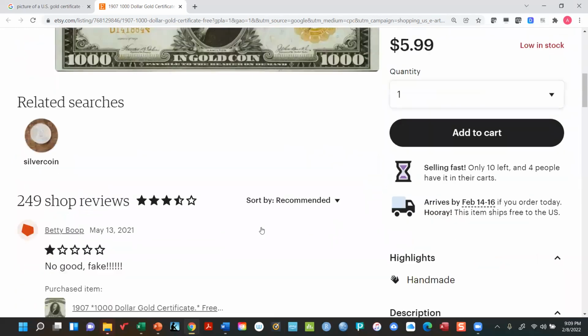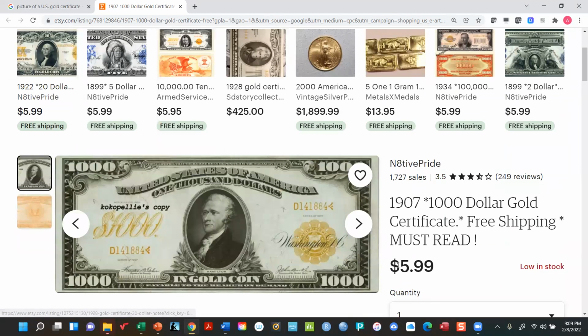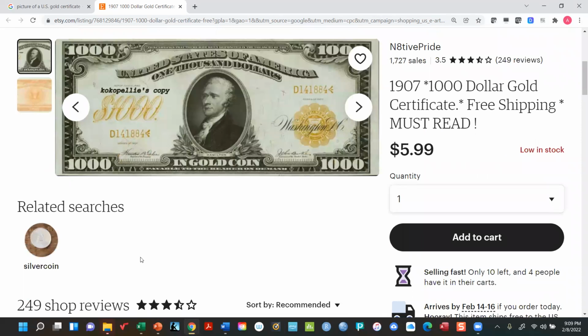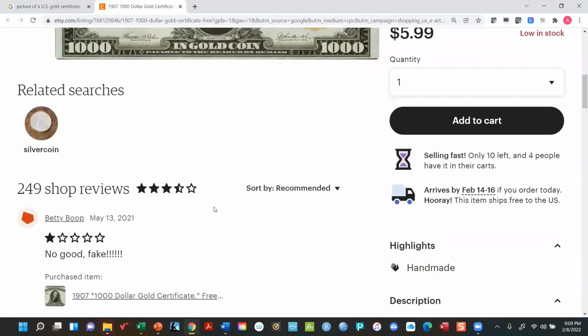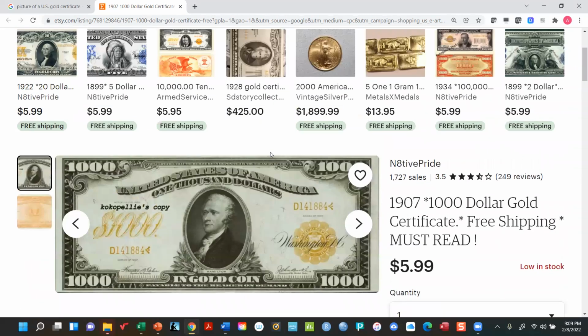Then we had silver, $5.99. Oh my God. So this clown finally realized that it's a fake. Yeah, I think so. For $5.99, no, that's not real.